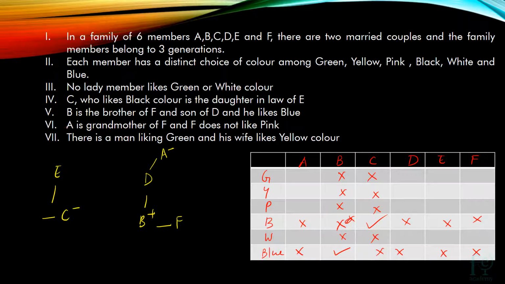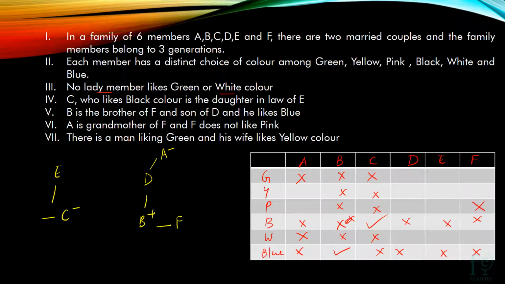Now also it is given here, no lady member likes green or white color. So we know the gender of A now. A is a female. So A will not be liking green or white color. So you can put crosses for green and white rows. Now it is given F does not like pink. So you can put a cross for F.